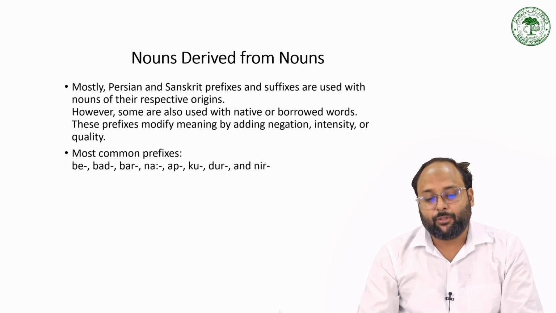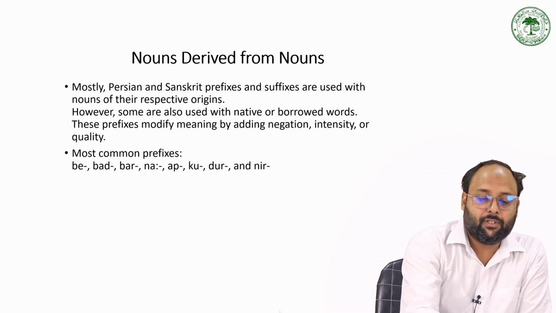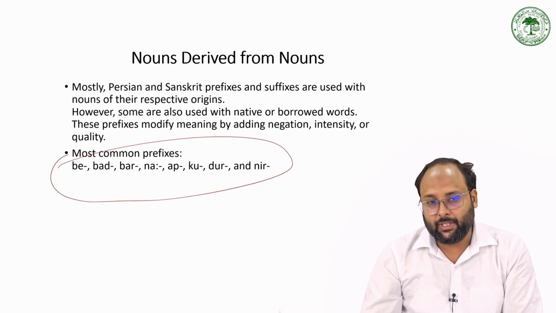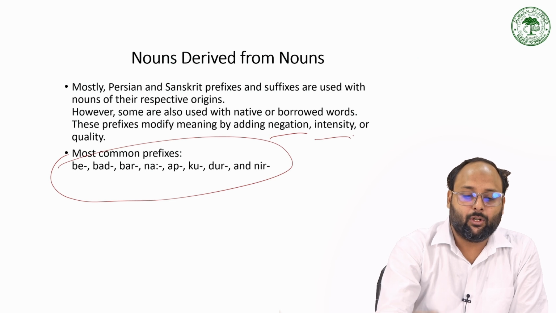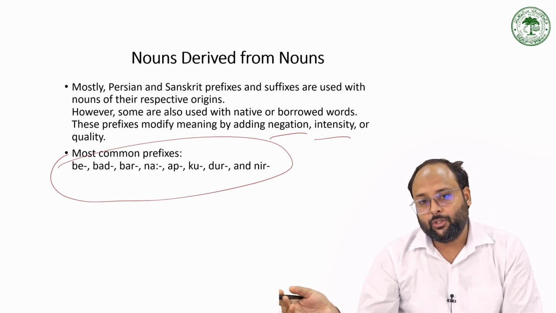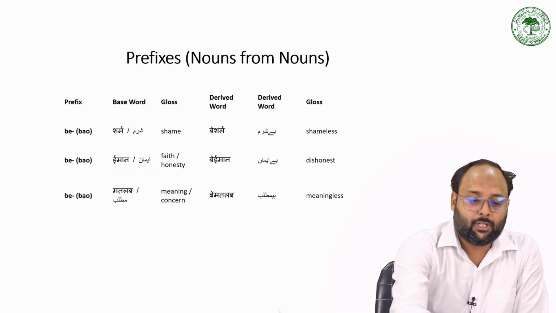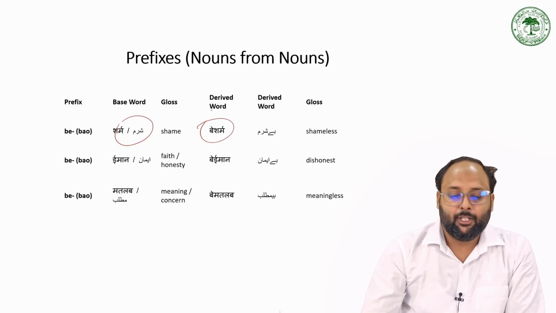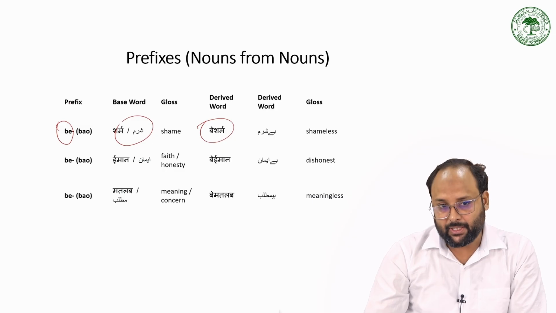Noun also derives from the noun. So there are most of the prefixes that we use to derive another noun. So they give some meaning of negation. So they are adding the meaning of negation, intensity, or the quality when we are deriving the noun from the noun. So like we have words like sharam. So sharam changes into be sharam. So here we are adding the be prefix. So it gives the meaning of negation.